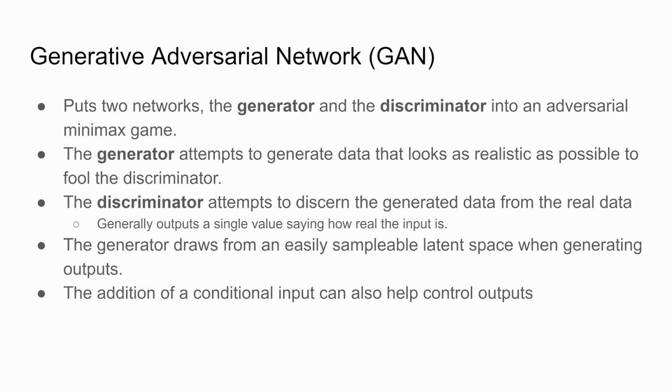Generally, for the discriminator, the output is a single value saying how real the input is. The generator generally draws from an easily sampled latent space, such as a Gaussian distribution, when generating outputs. However, with this simple setup, there isn't any way to control what the output of the network is. However, the addition of a conditional input can allow for the control of outputs from the generator.